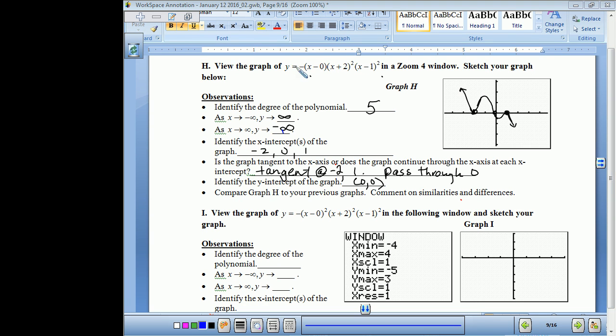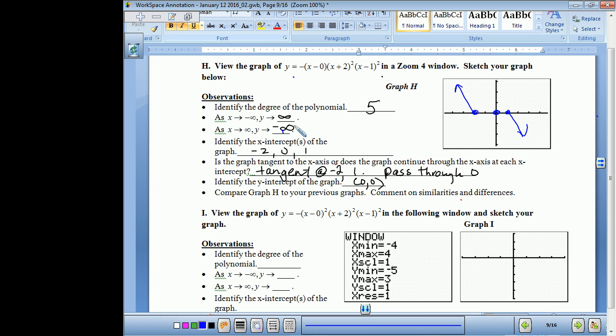All right, negative and odd. Negative and odd is rise to the left, fall to the right. Let me show you how I can graph this without looking at a calculator. I know my zeros. There's one at 0. There's one at -2. There is another at +1. The degree of this function is odd, and the leading coefficient is negative. So I know it's going to rise and fall.